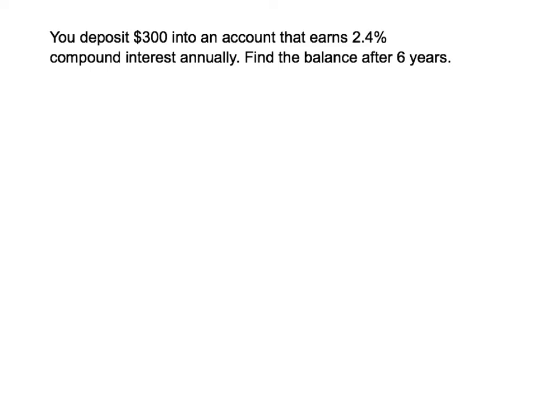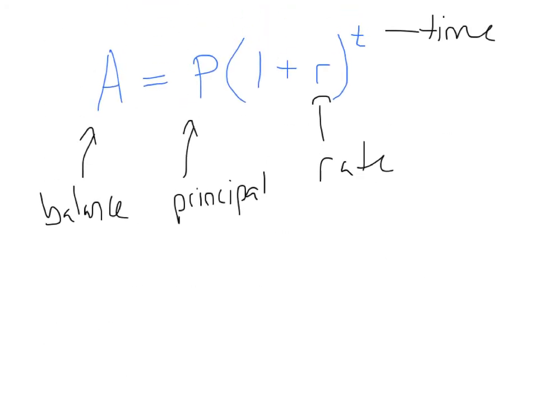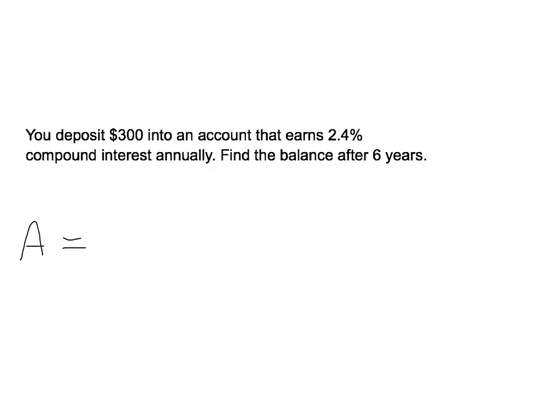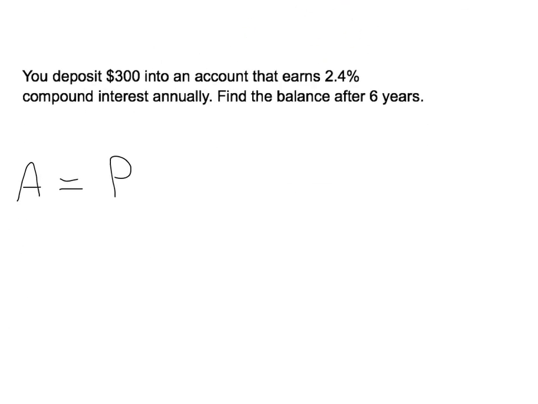All right, so you deposit $300 into an account that earns 2.4% compound interest annually. Find the balance after 6 years. So let's use our formula of A equals, let's go back up here and reference it, P times (1 plus R) to the power of T. And let's see what we can do.